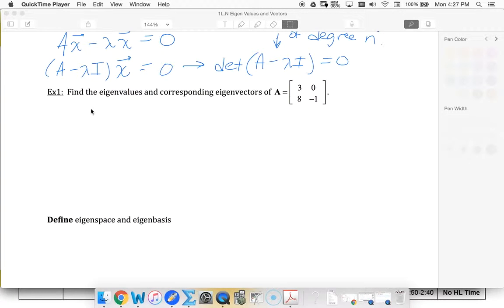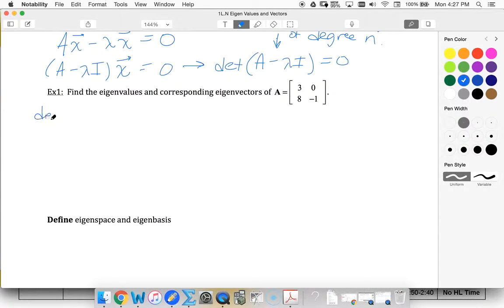Okay, so now we're going to find the eigenvalues and corresponding eigenvectors for this matrix A. So I'm going to solve this equation where the determinant of A minus lambda I equals 0. So A minus lambda I is going to be 3 minus lambda, 0, 8, negative 1 minus lambda.